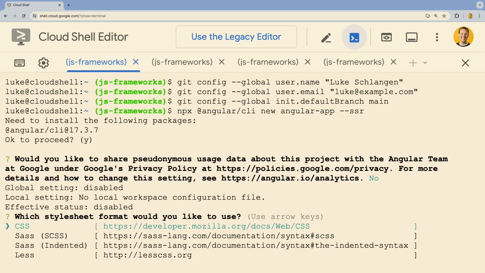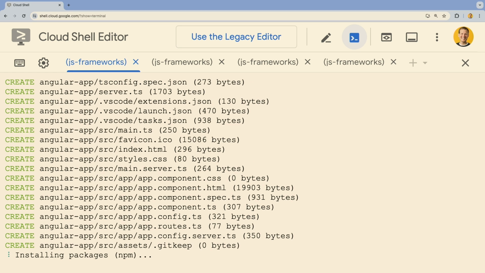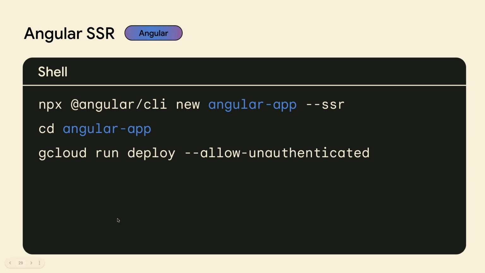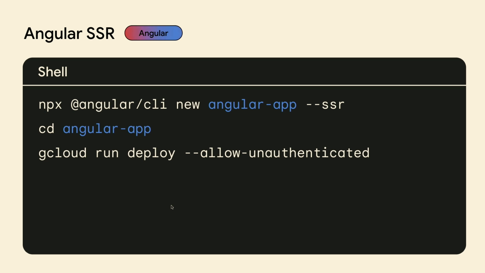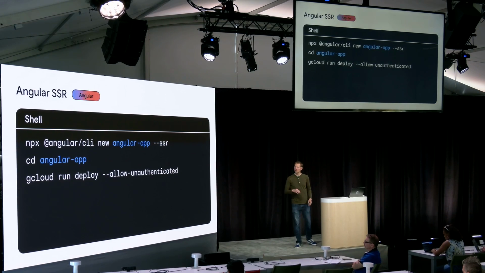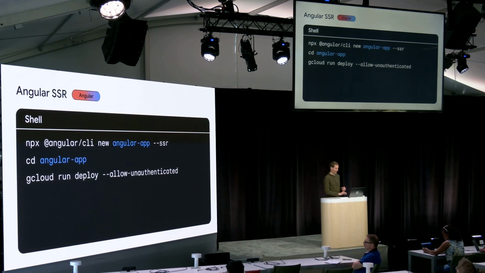So again, this is just accepting the defaults. So CSS is what I will choose. And now it's going to go ahead and install those packages. So that is our fourth rule for the day, shortest command possible. And fifth rule for the day is that we are going to be accepting the defaults. So these are the commands I'm going to run. npx @angular/cli, that's the one we're running right now. Then we'll use cd. Cd is change directory. We're going to navigate into that new folder that we've created there as the package is spun up. And then gcloud run deploy with allow unauthenticated.